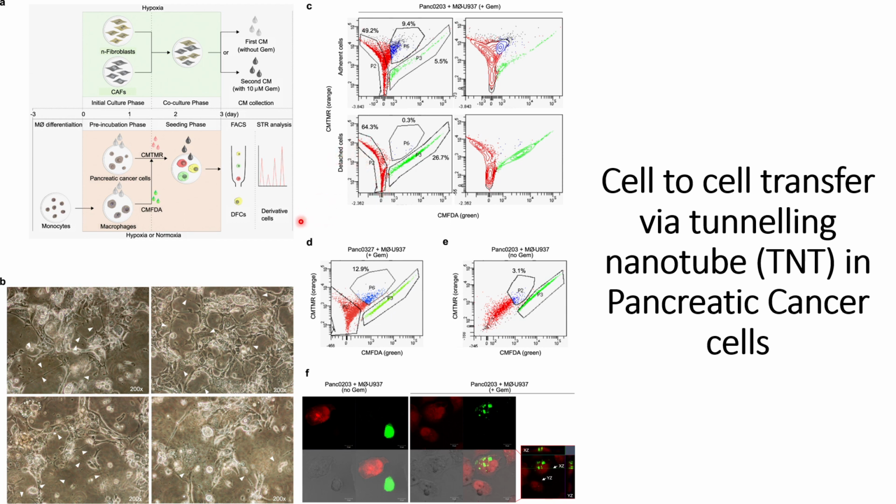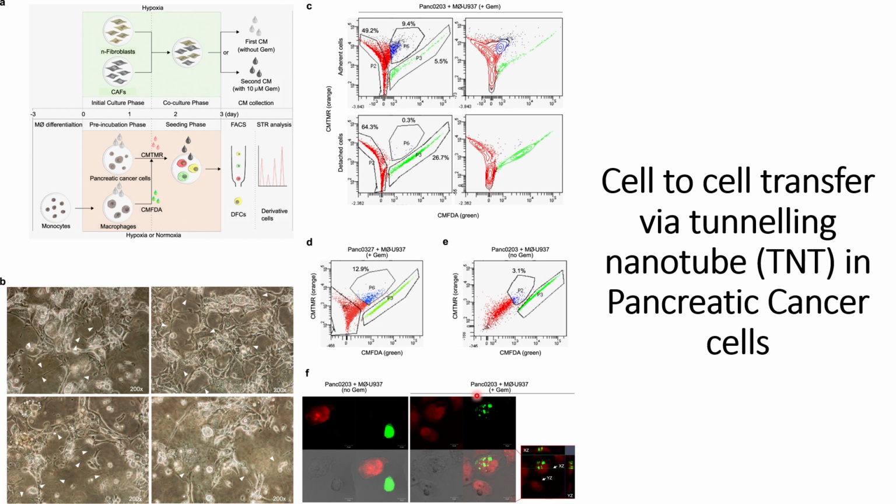Apart from these hypoxia conditions, they also use a normoxia condition. In the normoxia condition with gemcitabine treatment, they can see that the doublet population is around 12.9%. However, when they don't use any gemcitabine treatment, the population goes down. So this indicates that cell-cell transfers are more prominent when there are some kinds of stress conditions.